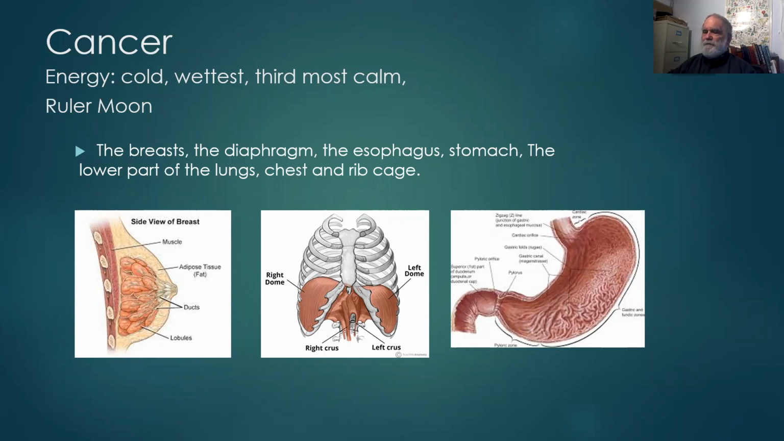All right. I'll talk about that when we get to Virgo. We also have that the chest and the rib cage are ruled by Cancer.